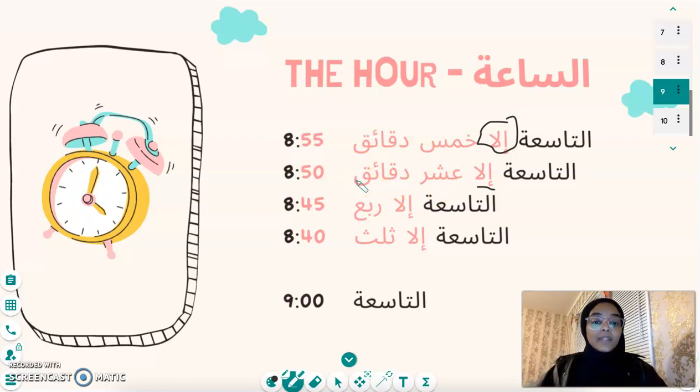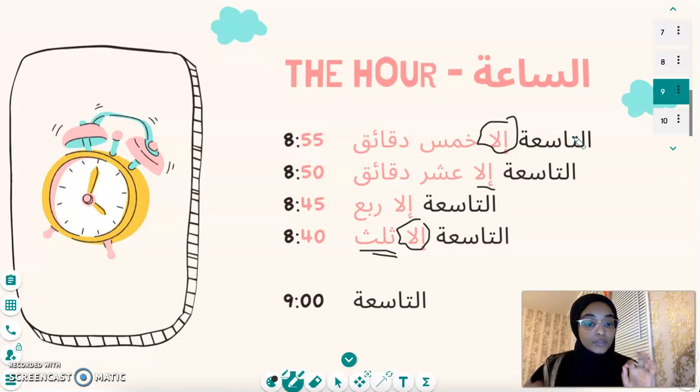Now we have when it's quarter to 9. So الساعة التاسعة. Quarter in Arabic is ربع. To is إلا. So الساعة التاسعة إلا ربع. When it's a third to 9, or 20 minutes to 9, we say الساعة التاسعة إلا ثلث. ثلث is a third. ربع is a quarter. So again, saying them again, sorry. الساعة التاسعة إلا خمس دقائق, that is 5 minutes to 9.